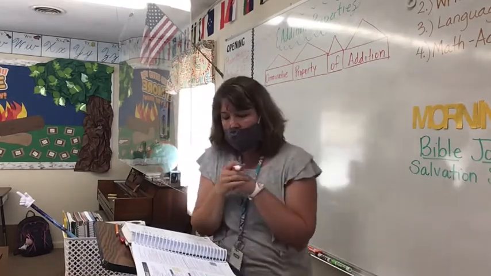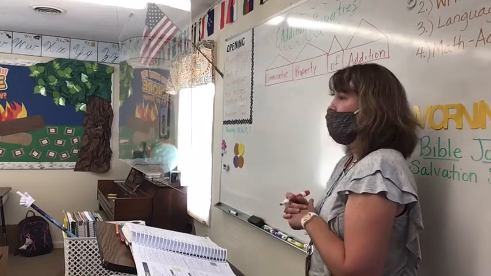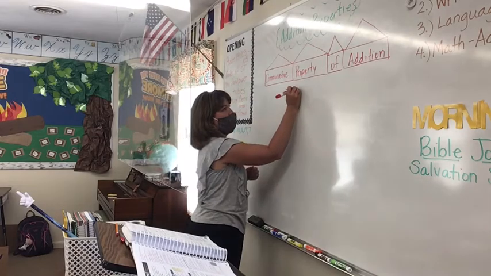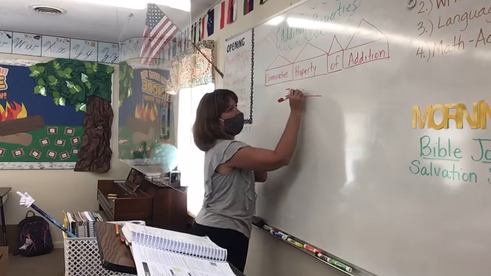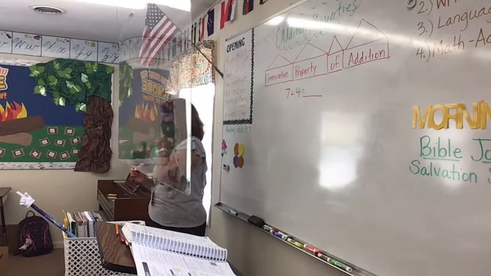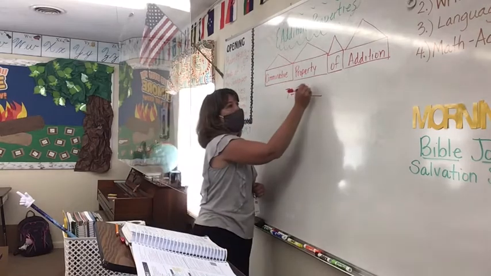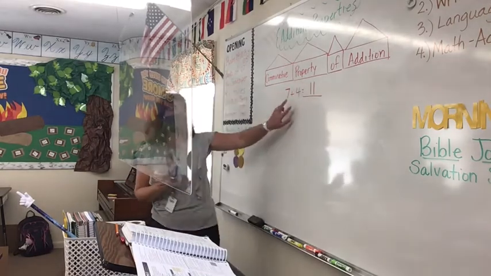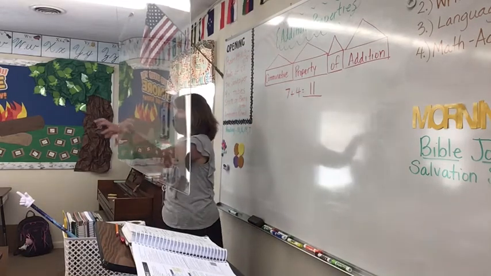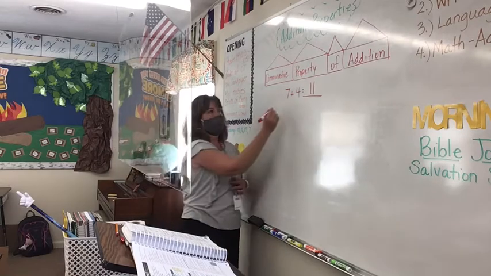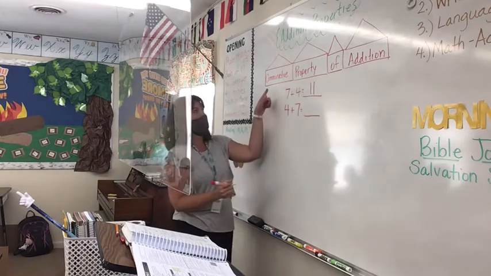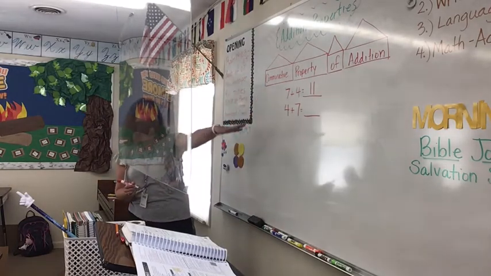All right, so what that means is that when you have an addition problem, say you have 7 plus 4. What does 7 plus 4 equal? 11. If I switch the addends, kind of like I'm moving the houses around, 4 plus 7, according to the commutative property of addition, I get the same answer.